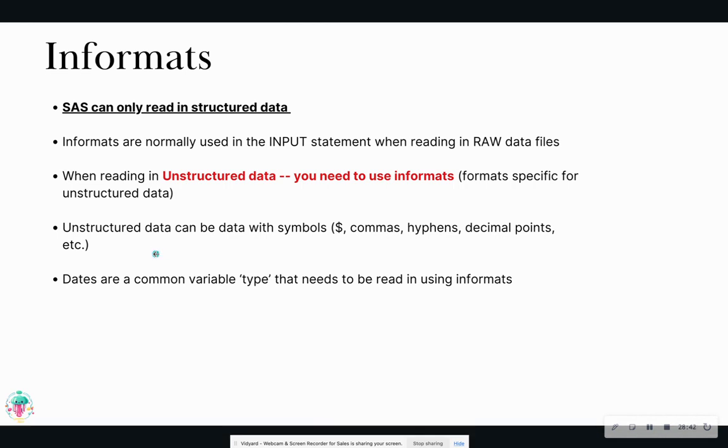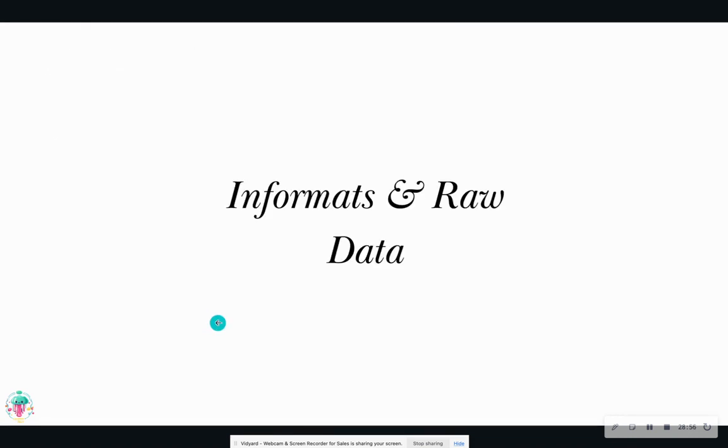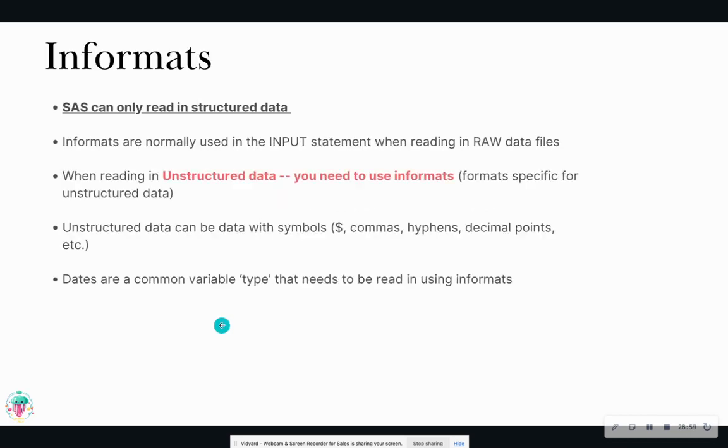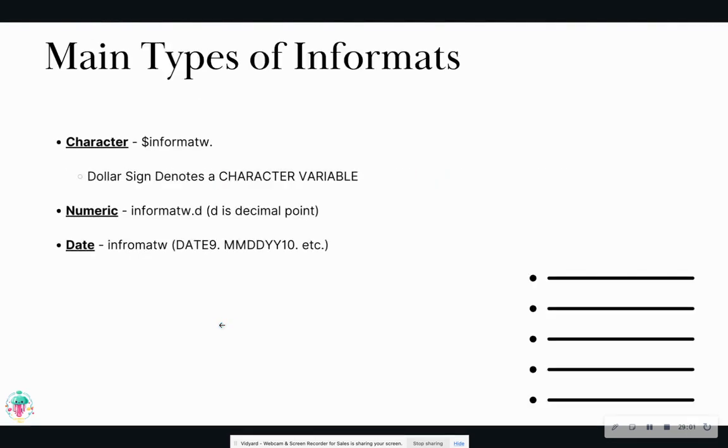Most unstructured data is going to have some type of symbols in it: hyphens, commas, $ signs, decimal points. And dates are a common variable type, in air quotes, because remember, we only have 2 main types. I just like to think of dates as a third type that needs to be read using informats. So let's actually look at an example here.